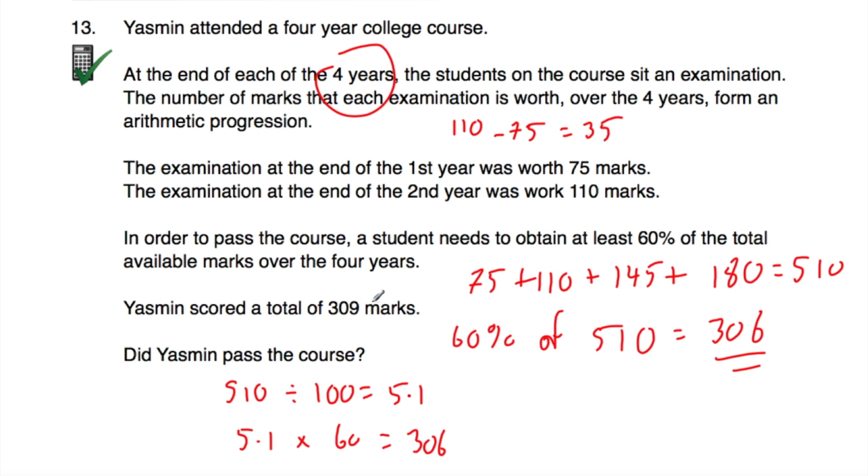Now Yasmin has scored 309 marks. Now 309 is bigger than 306. So that means that Yasmin has scored more marks than she needs. That means she's passed the course. So did Yasmin pass the course? The answer is yes. And that's it.